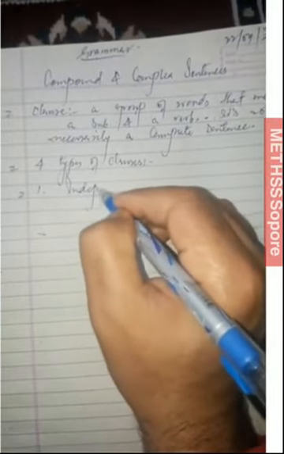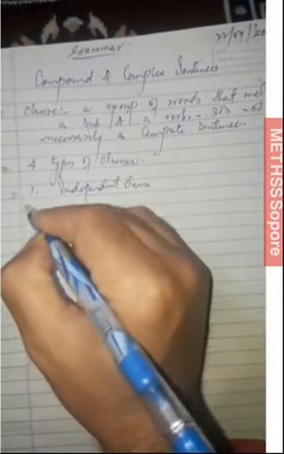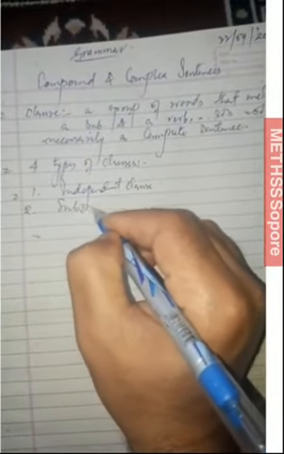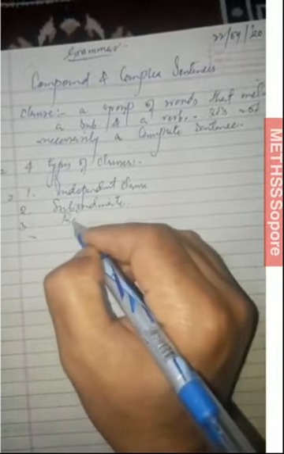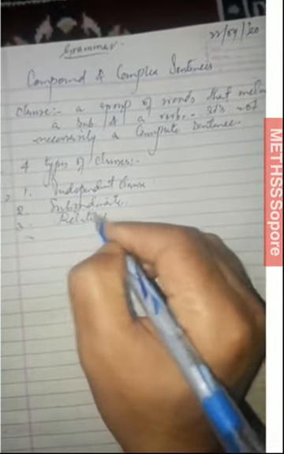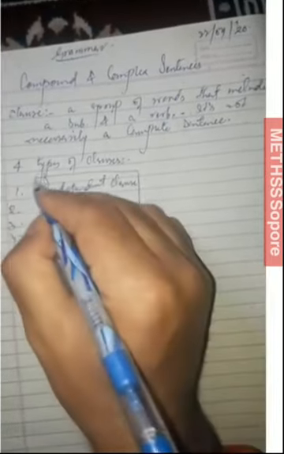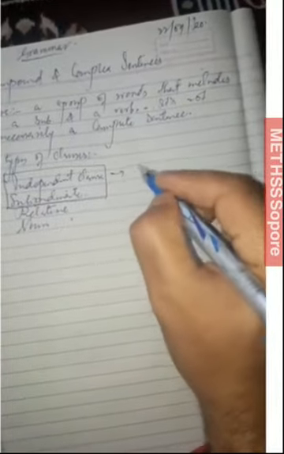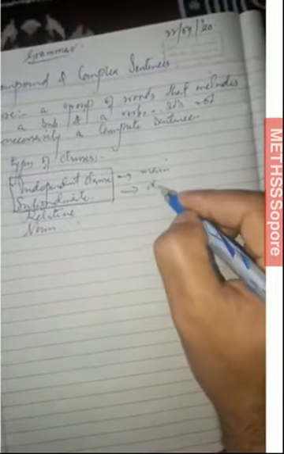One is independent clause, second subordinate clause, third relative clause, and fourth noun clause. But we ought to discuss these 2 clauses. An independent clause is also termed as a main clause.